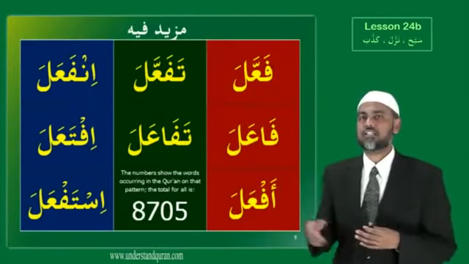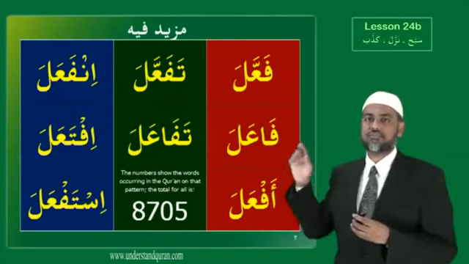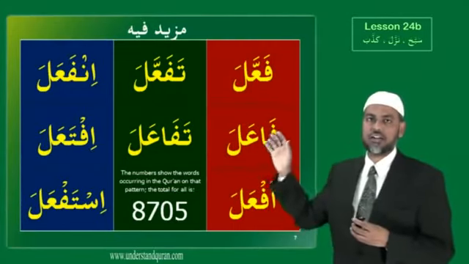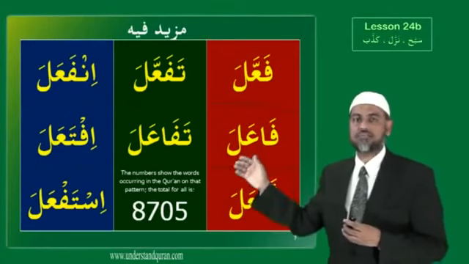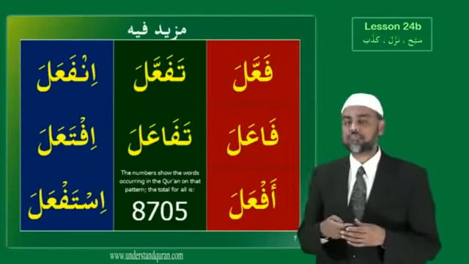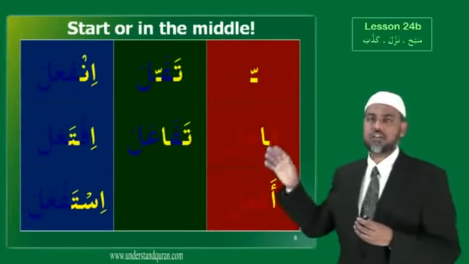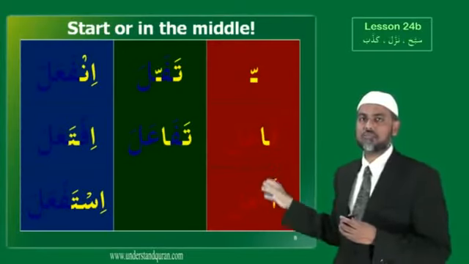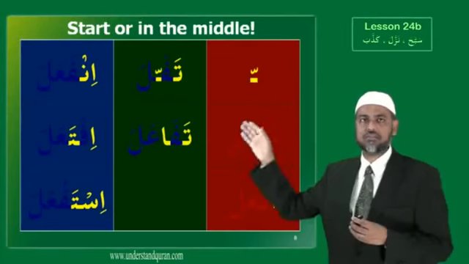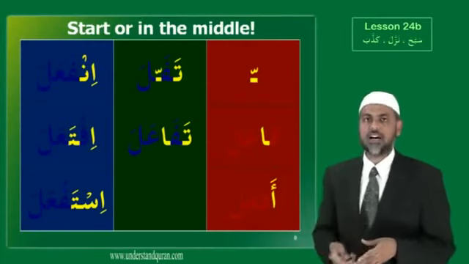And these extra letters are, or the result is fa'ala, fa'ala, af'ala, tafa'ala, tafa'ala, in fa'ala, ifta'ala, istaf'ala. The extra letters in these are, or the features are, we have tashdid and alif and hamza and ta and tashdid, ta and alif, alif nun, alif ta and alif sin ta.